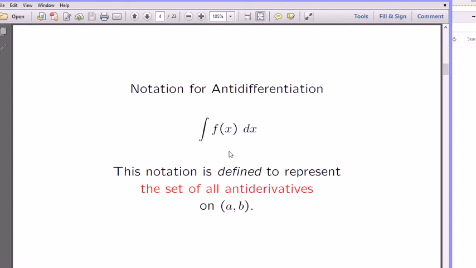Antiderivative versus the antiderivatives, plural form, right? These are all the antiderivatives. And what's the name of this whole symbol? Indefinite integral, right? The indefinite integral of f of x is the set of all antiderivatives.